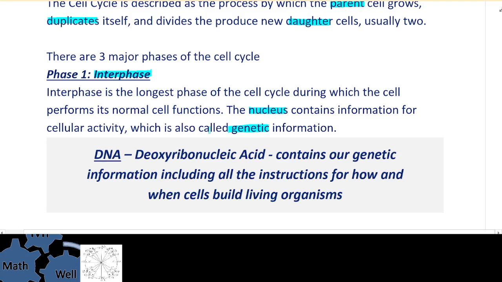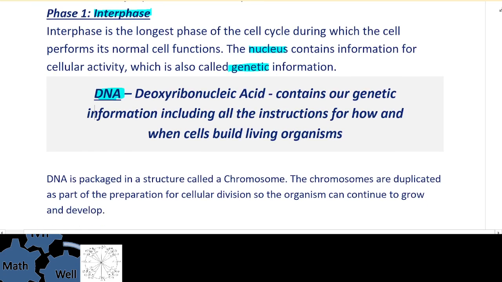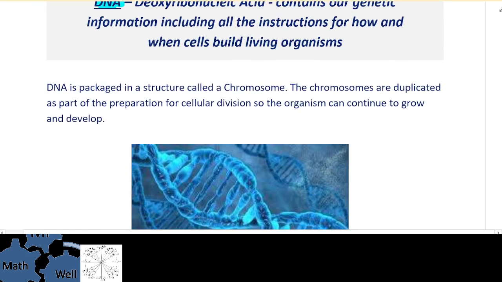So what is DNA? You've probably heard of DNA before. DNA stands for deoxyribonucleic acid, DNA. And this special structure contains our genetic information, including all of the instructions for how and when cells build living organisms. Now, DNA, this storage system is incredibly complex. It is unbelievable. We continue to learn more and more about how it works, and we'll talk a little bit about it, but we're mainly going to be talking about where it is. DNA is packaged in a structure called a chromosome. Okay, a structure called a chromosome.